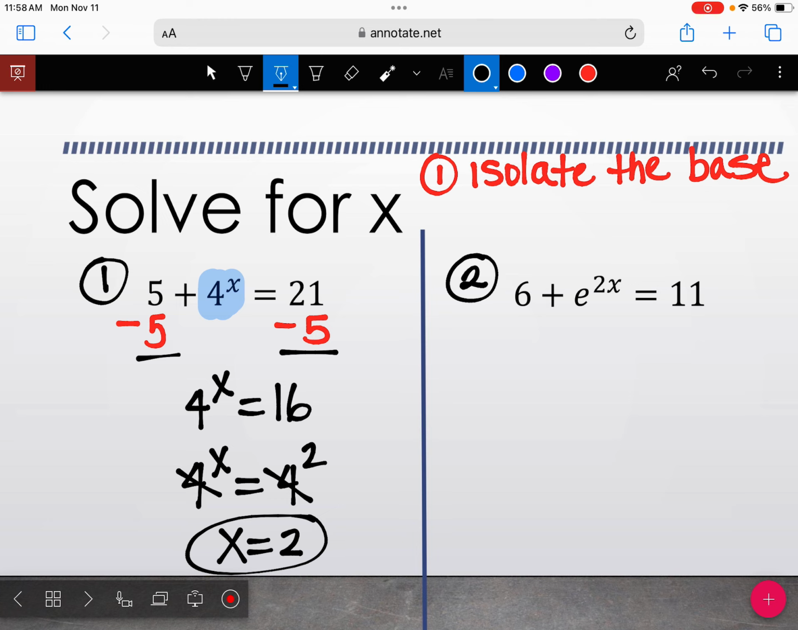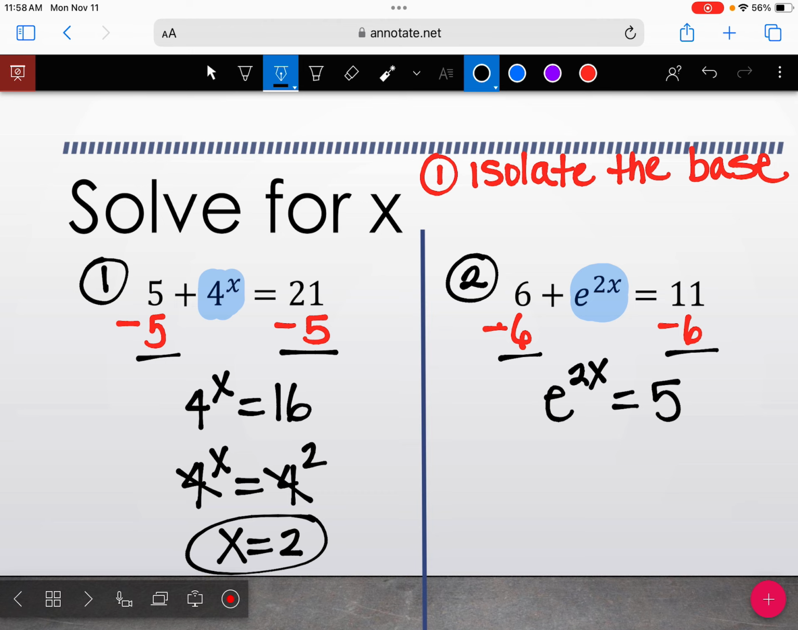So again, you want to isolate that base, which would be this term right here. We have to get rid of that. I mean, get that by itself. So how do I eliminate that 6? What would I have to do to get rid of the 6? Subtract the 6. So now we have E.